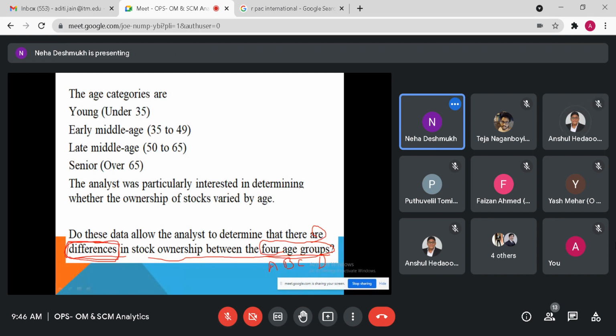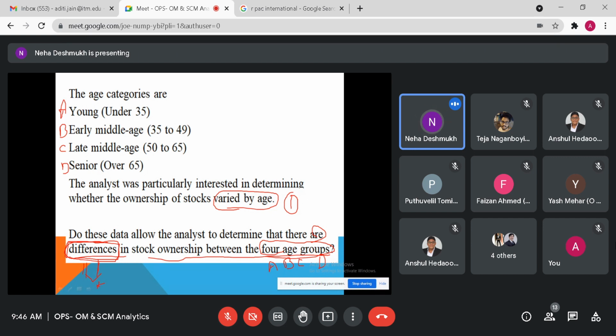I repeat, the analyst was particularly interested in determining whether the ownership of stock varied by age. First thing, these are the four categories: A, B, C, D. Do these data allow the analyst to determine that there are differences? So we have to calculate differences. There are differences in stock ownership between four age groups.